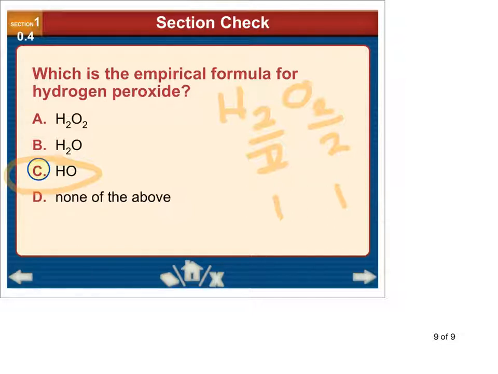So, real quick overview, maybe review, of section 10.4.